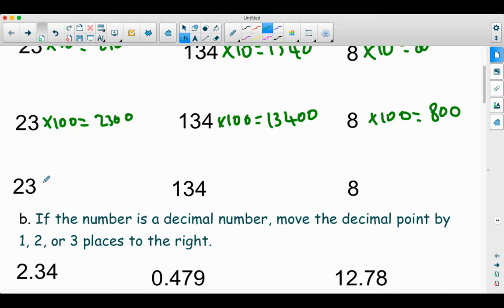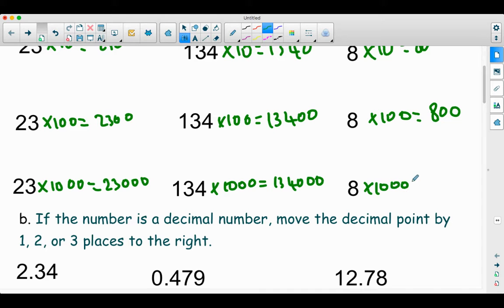Now, to multiply by 1,000, you simply need to add 3 zeros. 23 times 1,000 gives you 23,000. 134 times 1,000 gives you 134,000. 8 times 1,000 gives you 8,000.